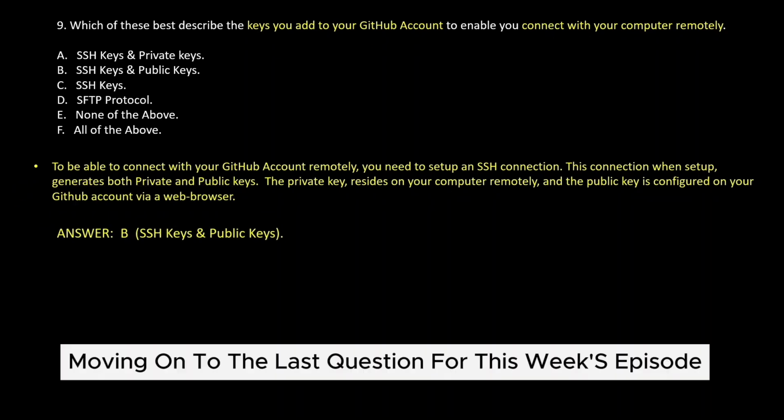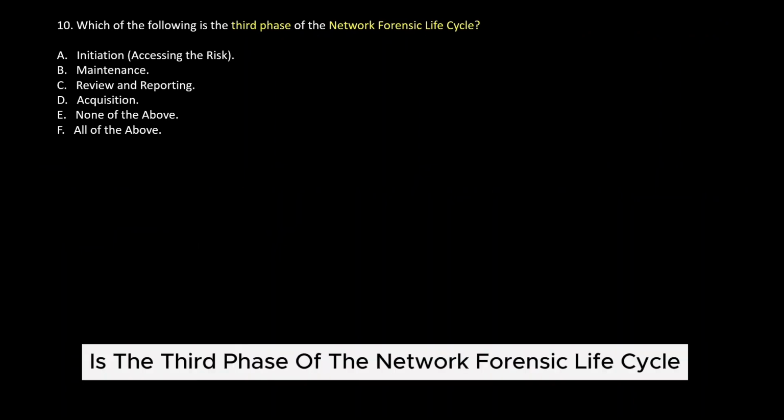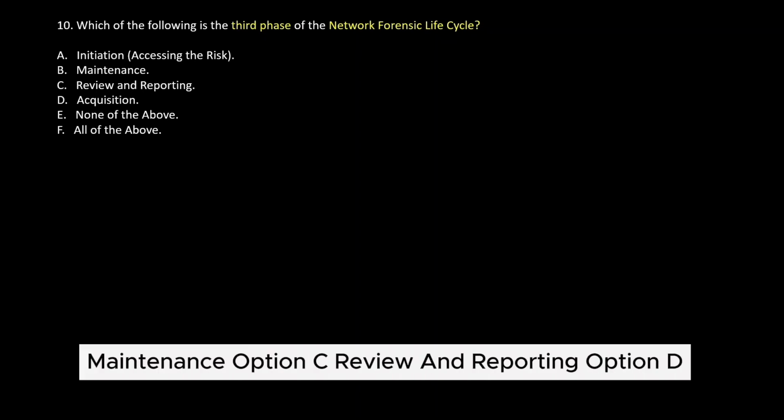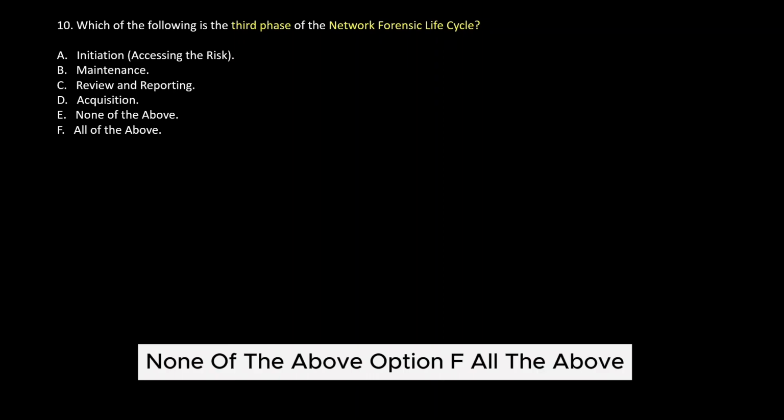Moving on to the last question for this week's episode. Which of the following is the third phase of the network forensic life cycle? Option A, initiation, assessing the risk. Option B, maintenance. Option C, review and reporting. Option D, acquisition. Option E, none of the above. Option F, all of the above.